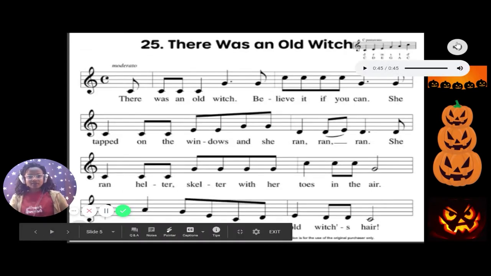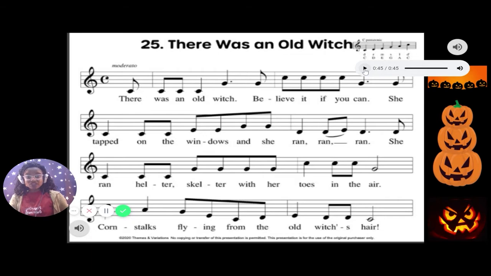Okay. This time, really pay attention and see if you can figure out how many of each of those letter-named notes I said. And sign along.